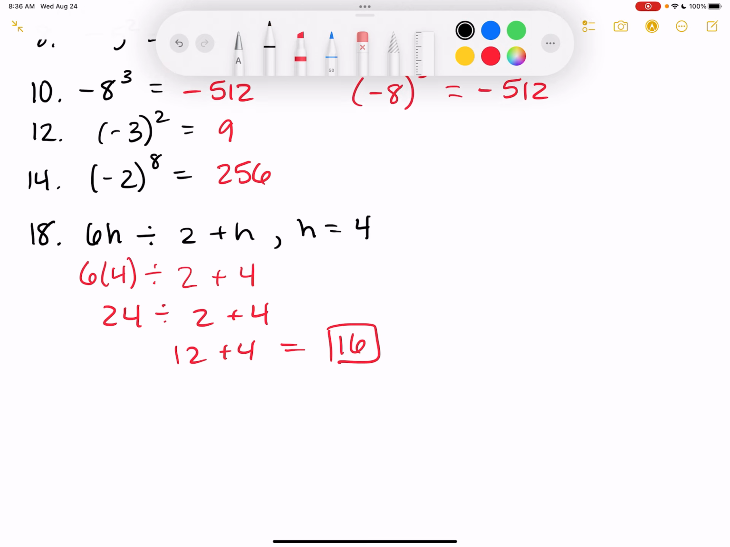Let's do one more of those. Number 22, n cubed minus 4n plus 10 for n equal to negative 3.